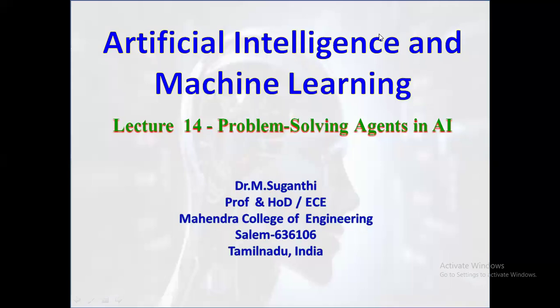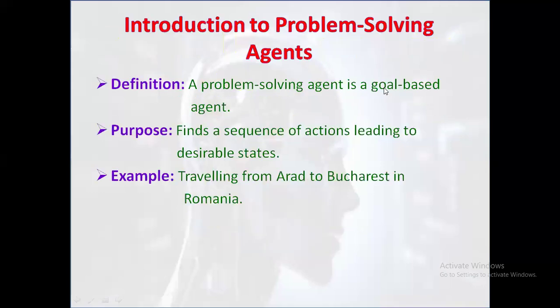Problem solving agents are widely used in applications like navigation, robotics, and automated decision making, where the objective is to find the best solution from a range of possible options. We'll see one example, and first we'll go for the introduction about problem solving agents. So first, what is the definition of a problem solving agent?